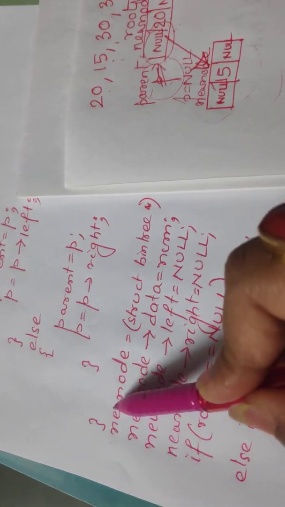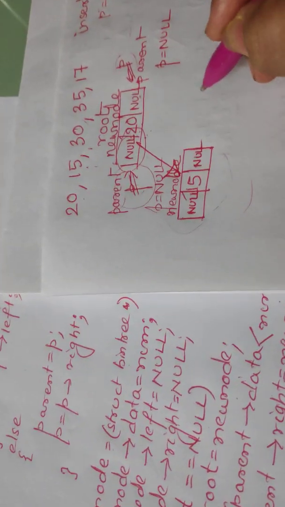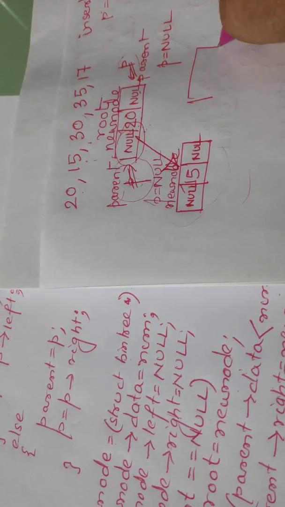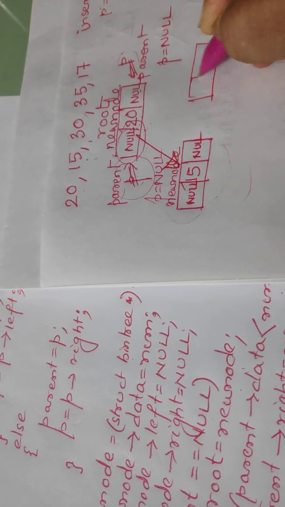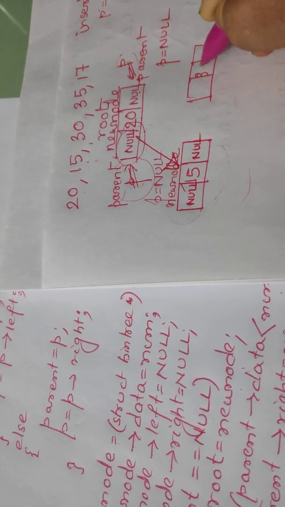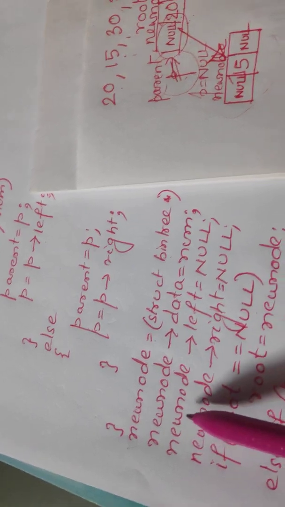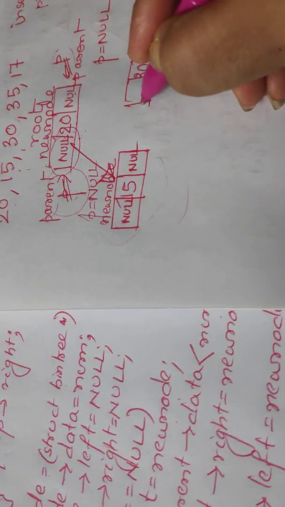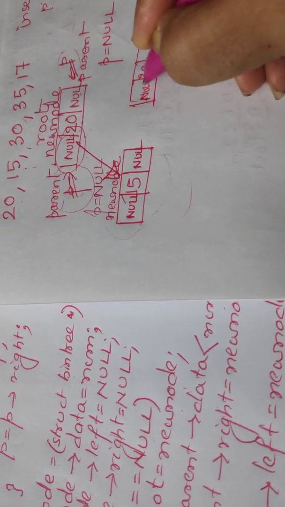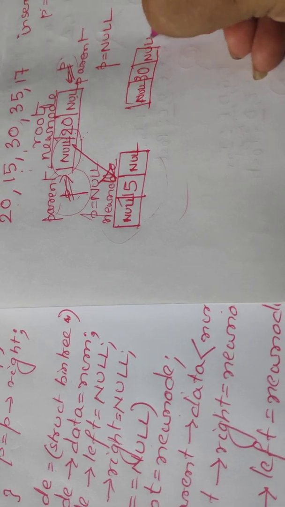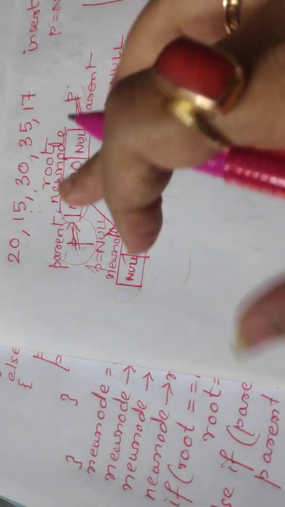Again over here we are creating a new node. So a new node gets created. The data part stores the value 30. Left and right both are made null. Correct? So this is the scenario.